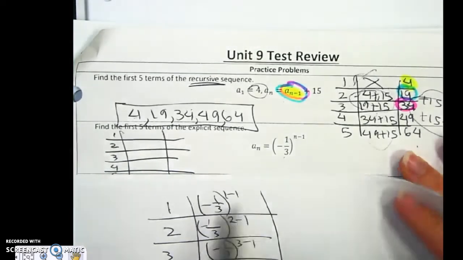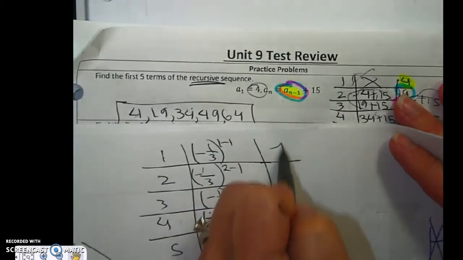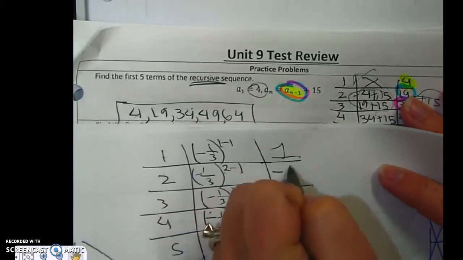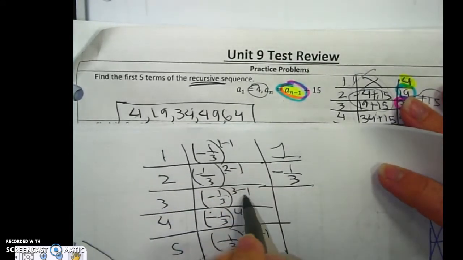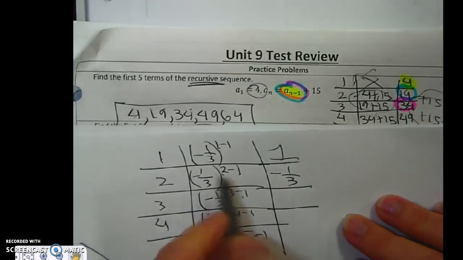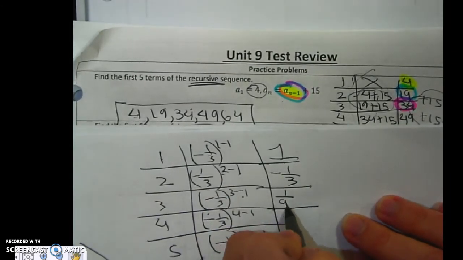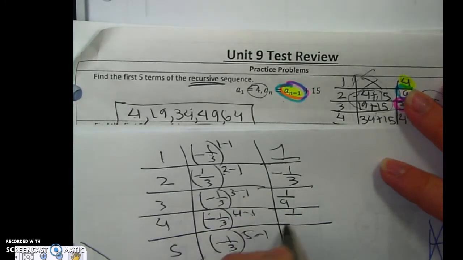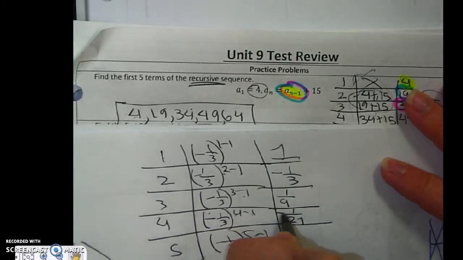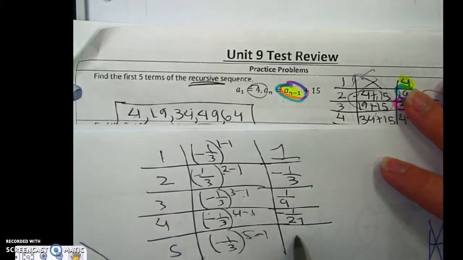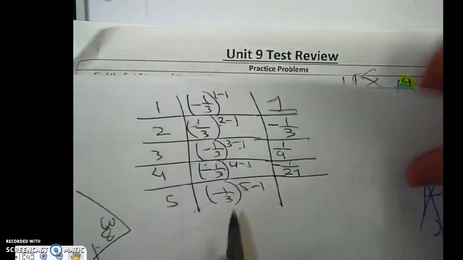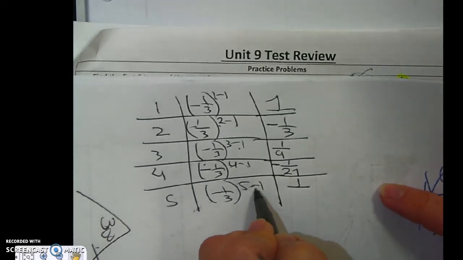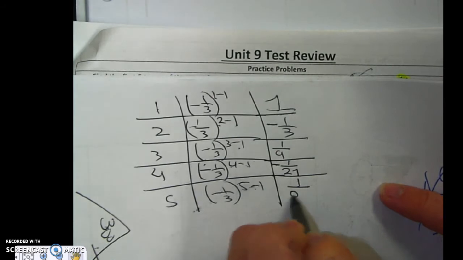Okay, 1 minus 1 is 0. Anything to the 0 power is 1. 2 minus 1 is 1. Negative 1/3 to the first power is negative 1/3. 3 minus 1 is 2, negative 1/3 squared. If you square 1, it's 1. If you square 3, it's 9. 4 minus 1 is 3. If you cube 1, it's 1. If you cube 3, it's 27, negative. 5 minus 1 is 4. 1 to the 4th is 1. 3 to the 4th is 81.